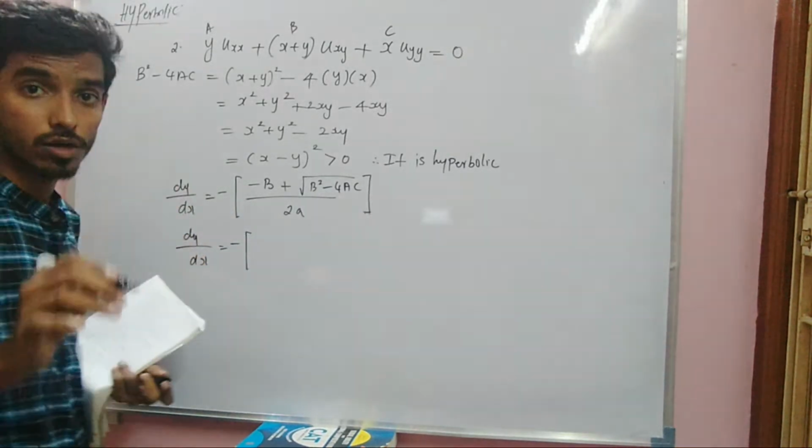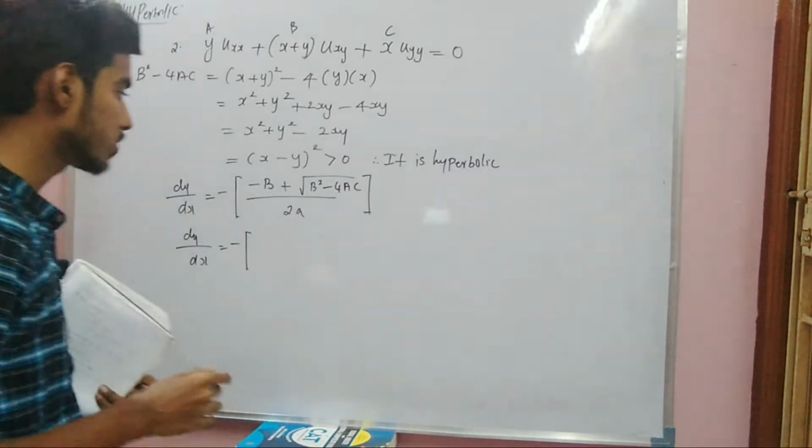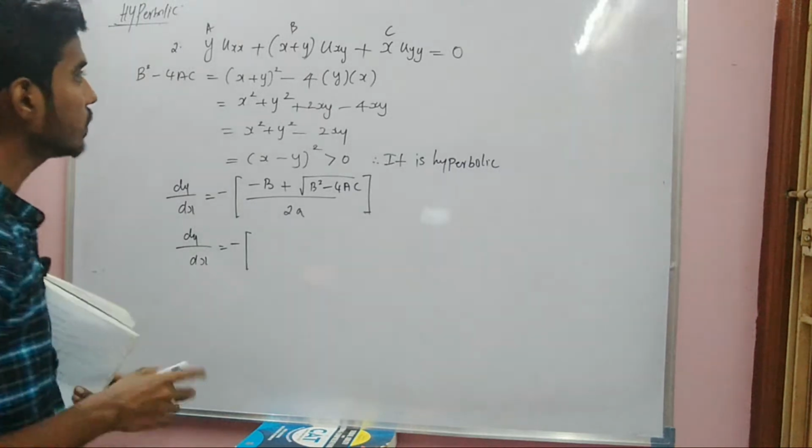And again I am saying, don't refer to any books, right? If you refer to any books, they will follow different methods, and I am following different methods. So minus b. So what will be your minus b?